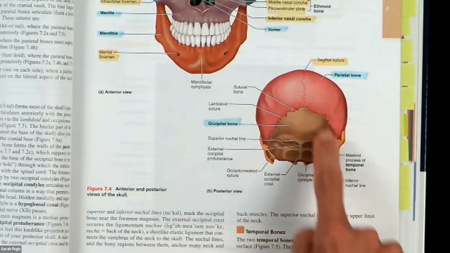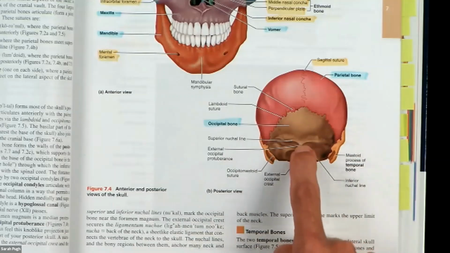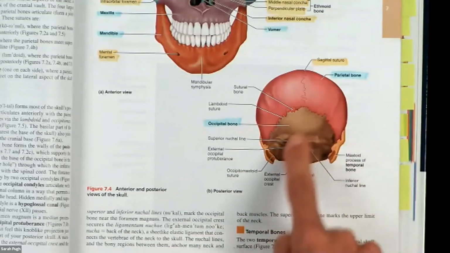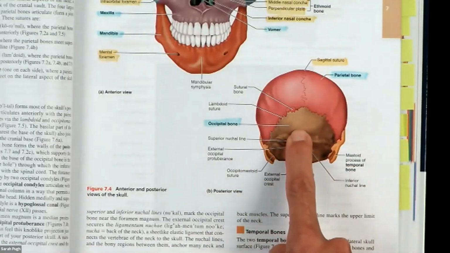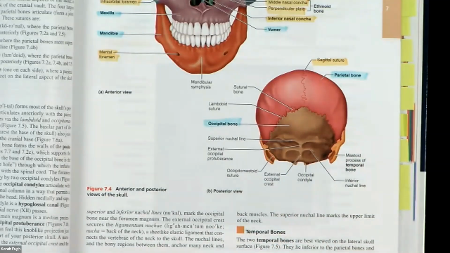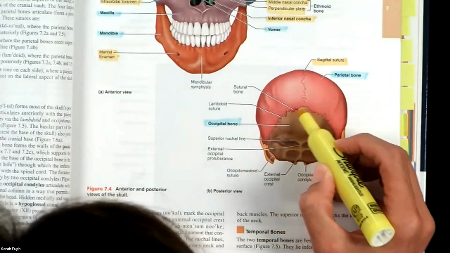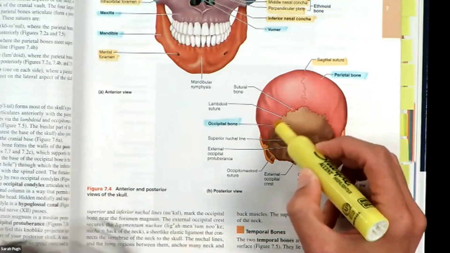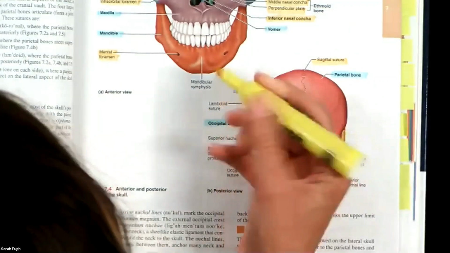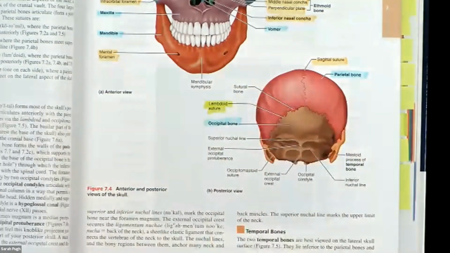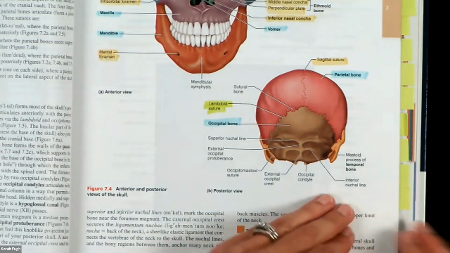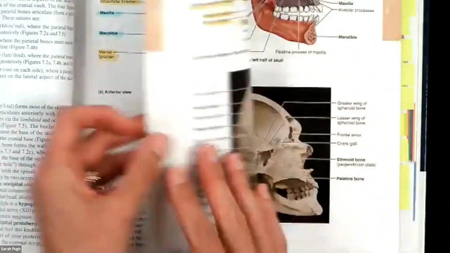This bone in the back here, sorry, this is the occipital bone here. And I did not highlight this one, but I'm going to. This suture right here that separates the occipital bone from the parietal bones is called the lambdoid suture. So I'll highlight that one in yellow. That's a bone marking. Okay, all right, so let's go on to the next page.